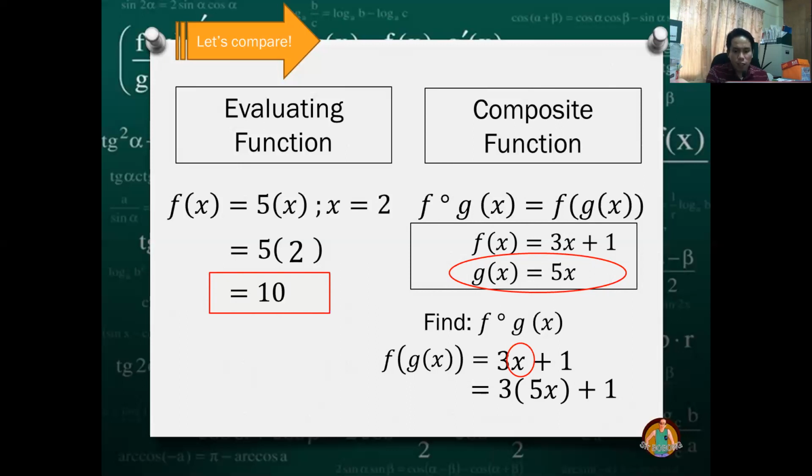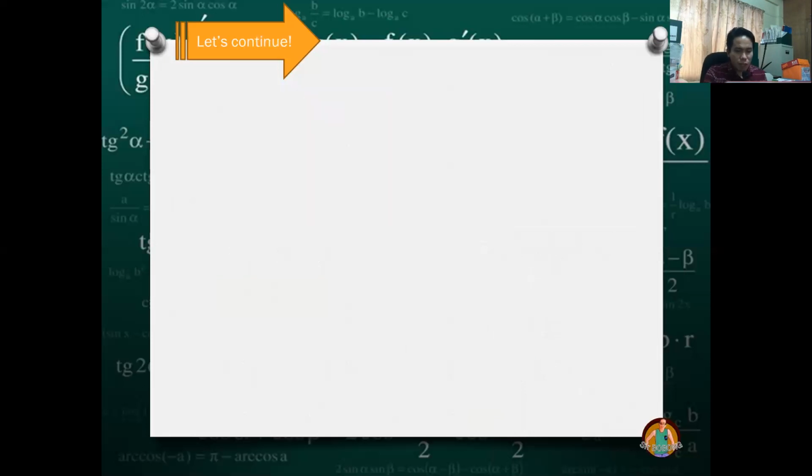Okay? So just simplify by, of course, multiplication. So 3 times 5x will give us 15x and copy plus 1. So that will be our final answer. Okay? So that's it. So ganun lang siya. Napakadali. So parang nag-evaluate lang tayo ng function. Pero ginagamit natin dito as a substitute to our x is another function. Okay? Sige. So let's continue with this example number 1.